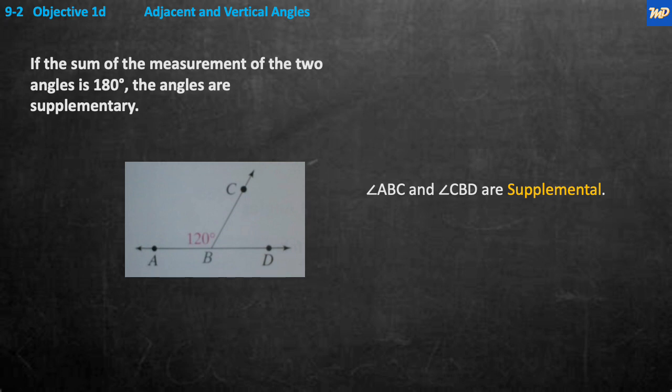You see down here in this example, there's this line AD and a ray coming off at point B right here. Well, this forms an angle. This ray coming off of AD forms an angle, and the angle is 120 degrees. Well, the angle over here on this side, the sum of this 120 degrees and whatever this question mark is here, is 180 degrees. That's what they're saying. And they are supplementary.